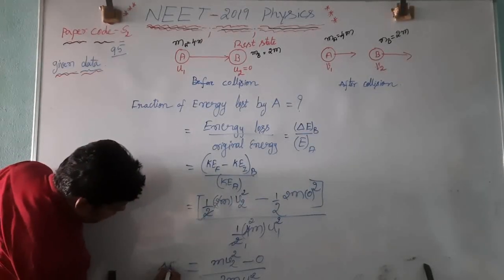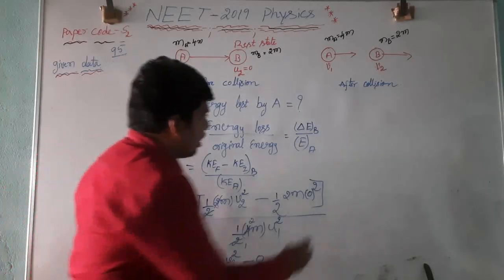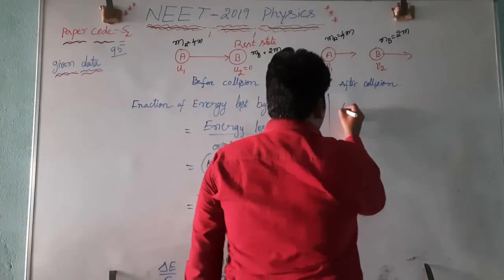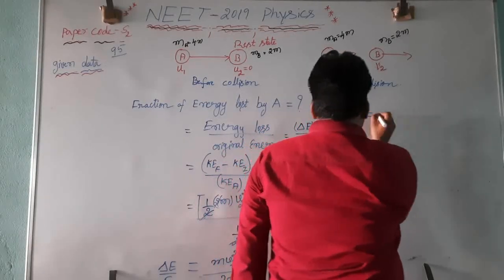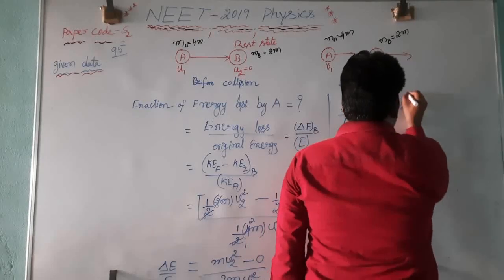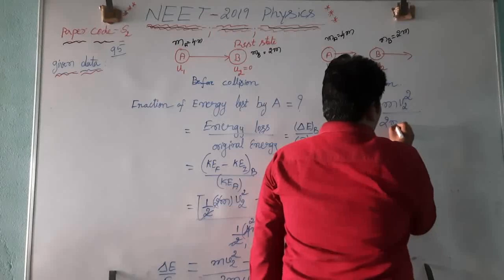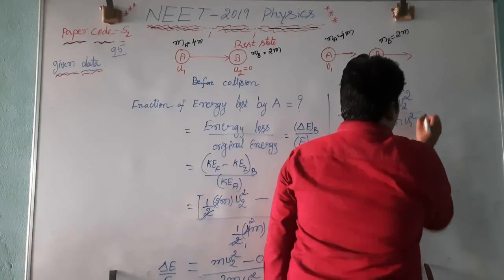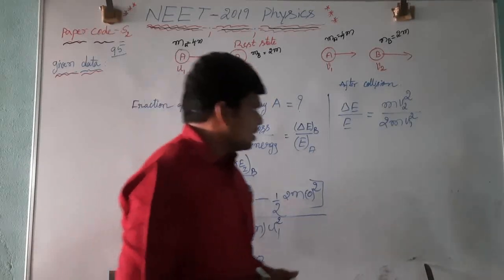That is delta E by E. So delta E by E is equal to m v2 square divided by 2m u1 square. Now, if you observe the options, this is not the correct one.